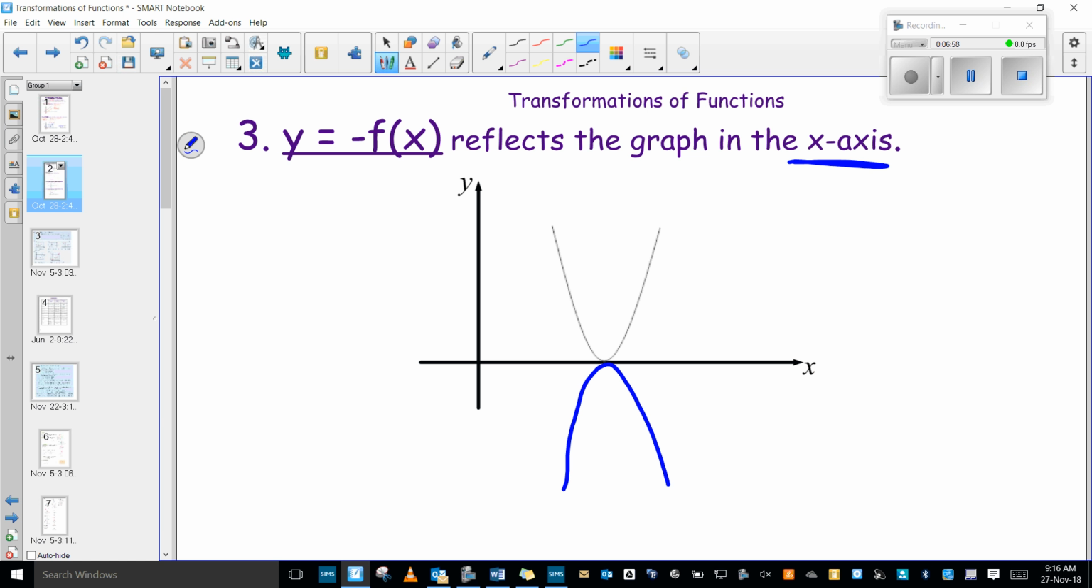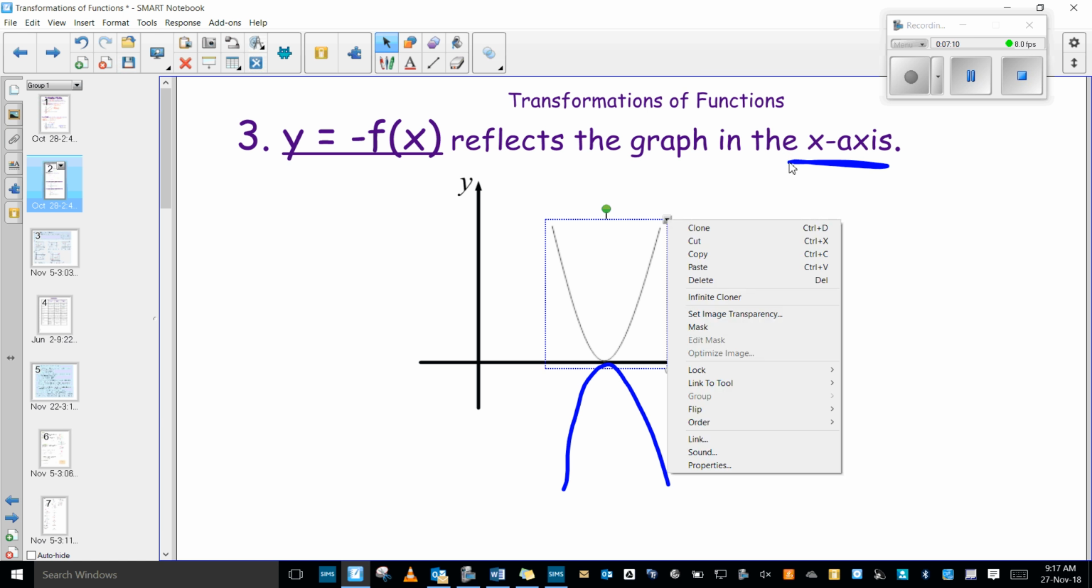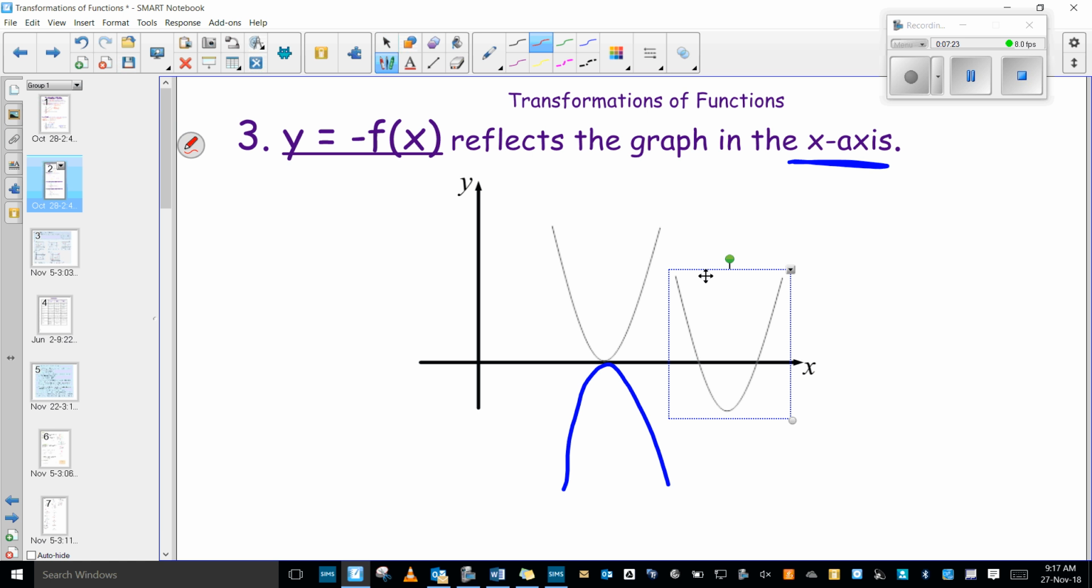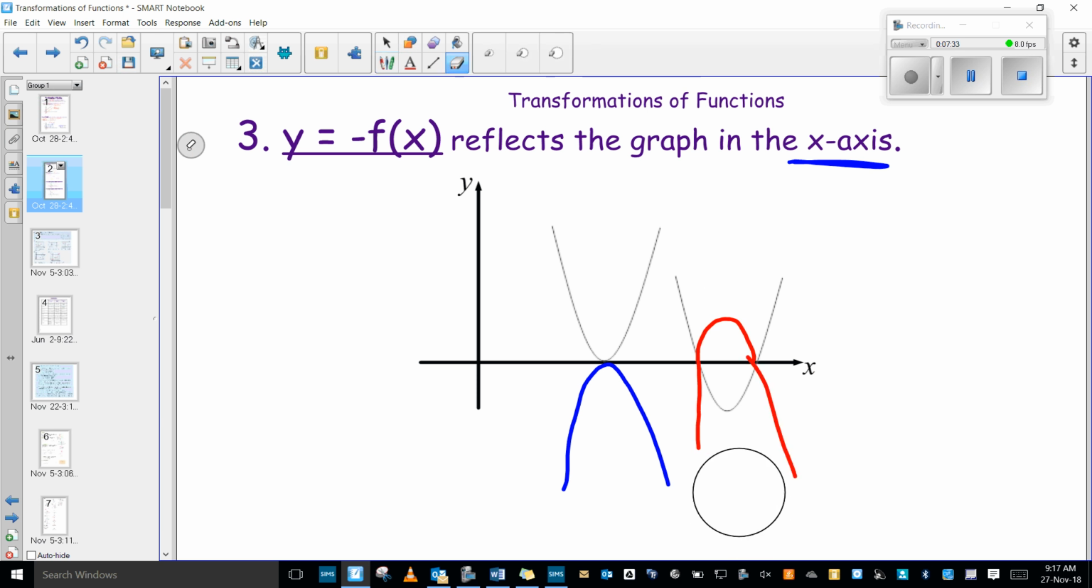Or perhaps I should do something more complicated than that. There's one more complicated as well. I know you can't do this, but if I had drawn it like that, for example, then it still would be reflected in the x-axis. Some of it would be down below.